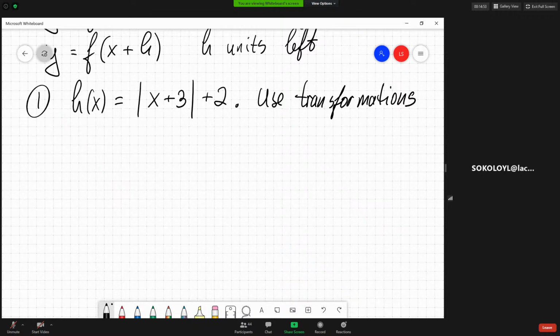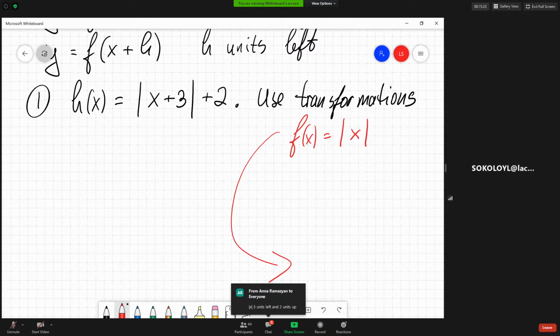And the trick for applying transformations is to start with a parent function. In this case, let's call it f of x for our parent function. It would be the absolute value function. So f of x is absolute value of x. And then through a couple of steps, we want to arrive at this new function, which in our case is h of x, the absolute value of x plus 3, where plus 3 is inside, and then plus 2 is outside.